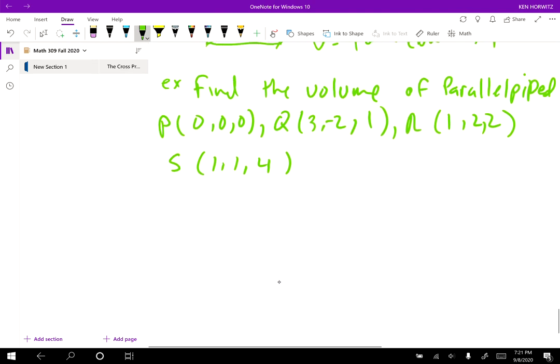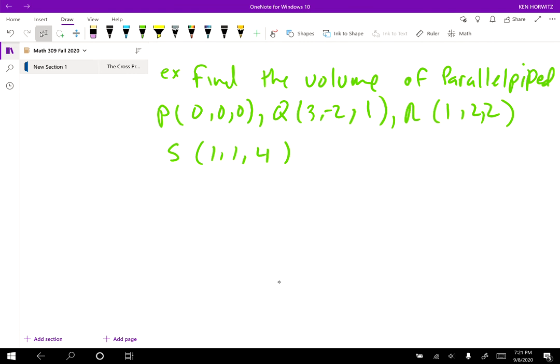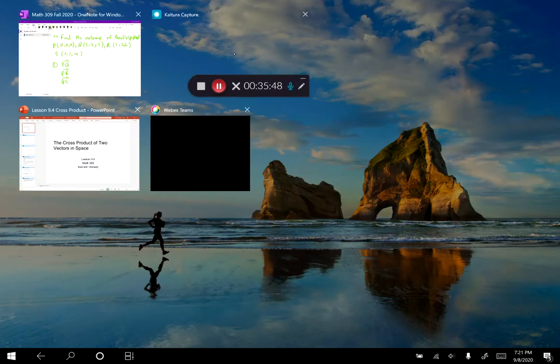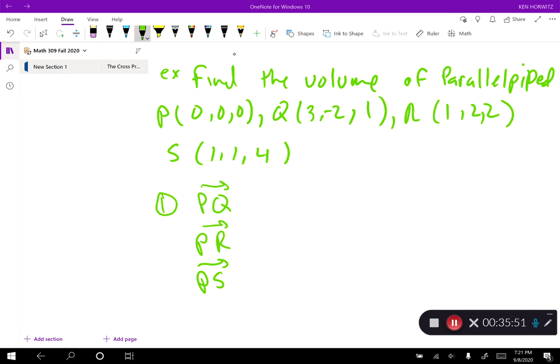Now we need 4 points because, again, we're not only doing a parallelogram, but it is a 3-dimensional parallelogram. So we need 3 adjacent sides. My first step is going to be, I want vector PQ, I want vector PR, and I want vector PS. If I get vectors PQ, PR, and PS, then I will have 3 adjacent sides. So why don't you pause the video and get those vectors, and I'll see you in a minute.